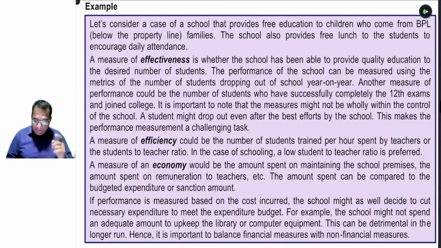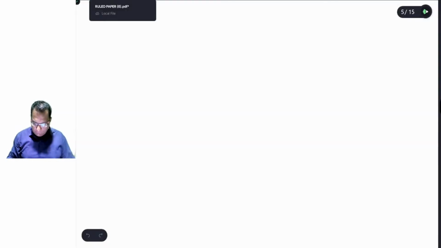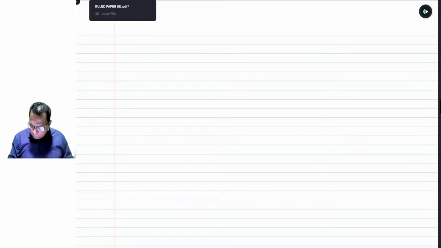Okay, now I am giving you one organization purpose. You have to provide me what you will check under the head effectiveness, what you will check under the head efficiency, what you will check under the head economy. Okay, chill. I am giving you one example. An organization, suppose the name of the organization is Sahara Foundation.